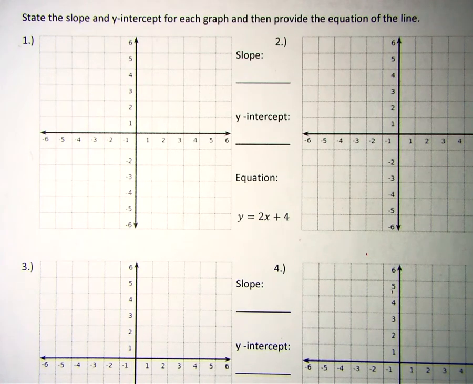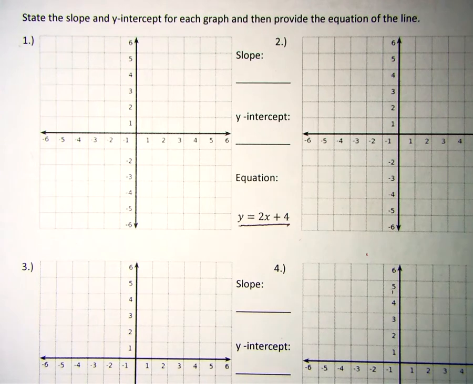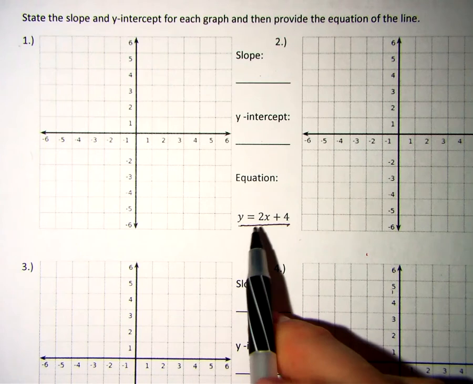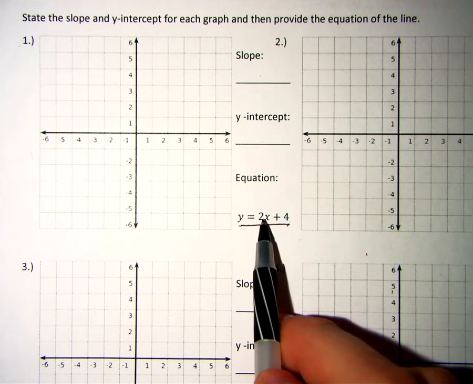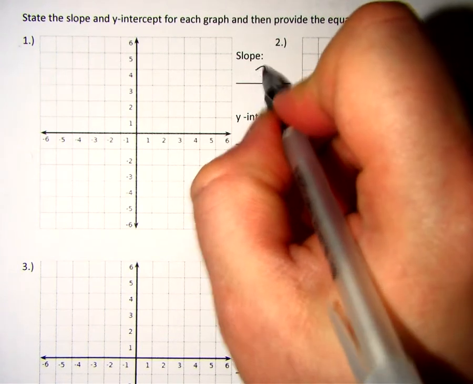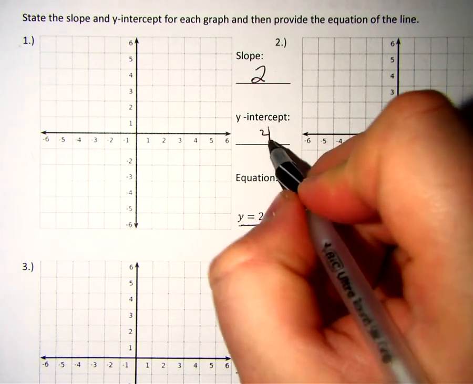Tonight we're working on graphing using slope-intercept form. Each one of the equations is given in slope-intercept form, y equals 2x plus 4. The most helpful things for us to understand are the slope and the y-intercept. Since we have our equation in y equals slope-intercept form, this is our slope and this is our intercept. So our slope is 2, sitting in front of the x. Our intercept is positive 4.